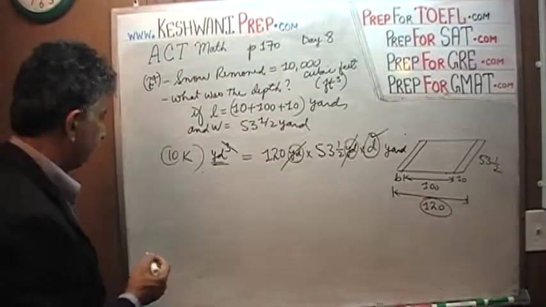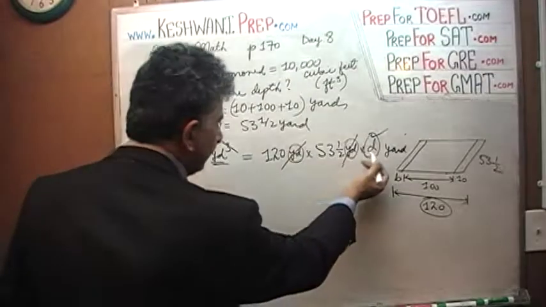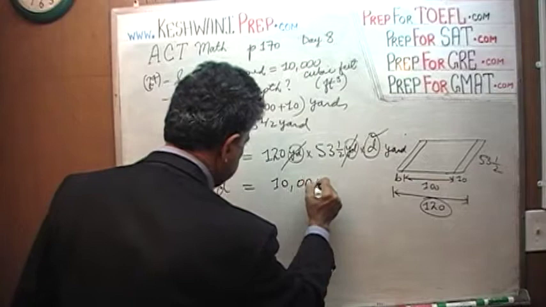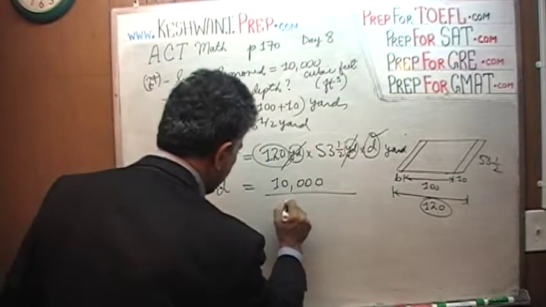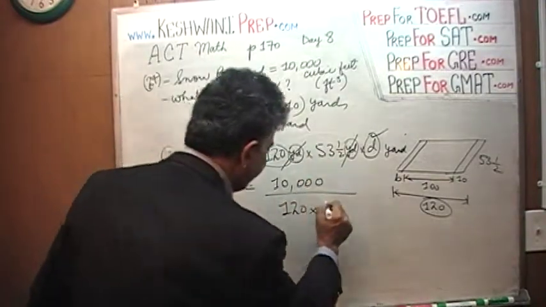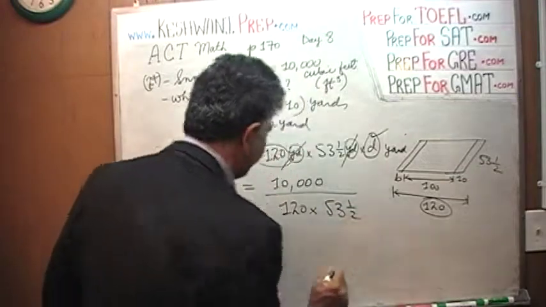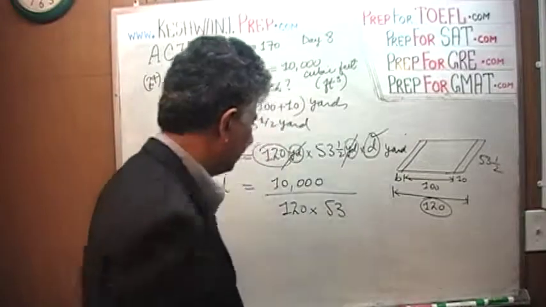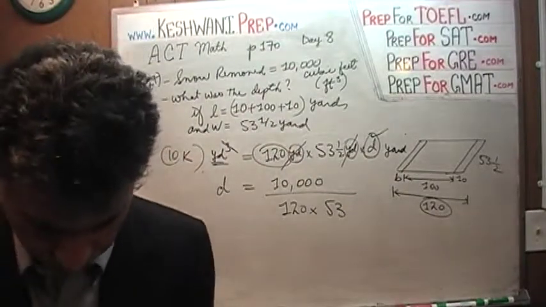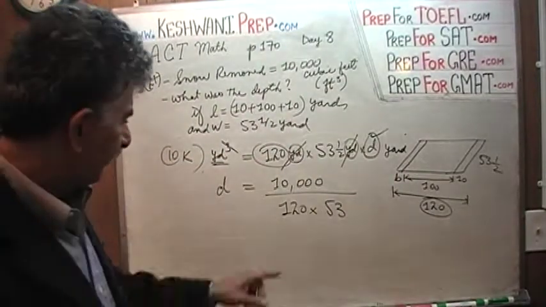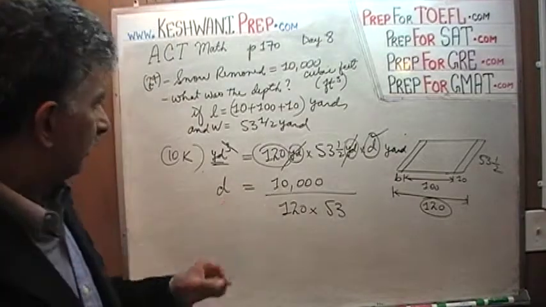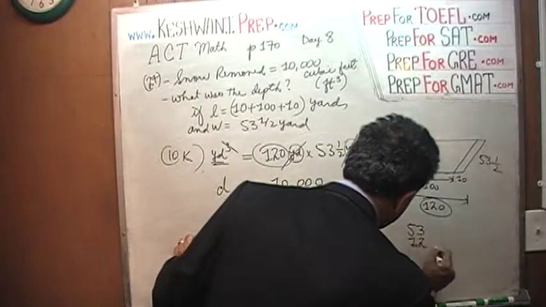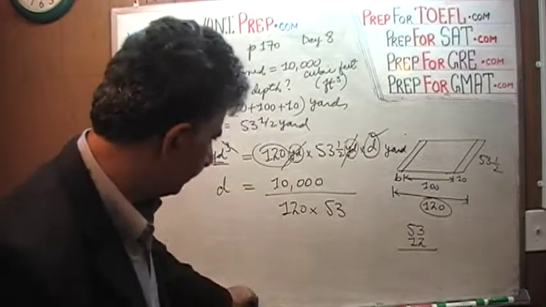Let's find out. So D is going to be equal to 10,000 over 120 times 53.5. To keep our life simple, I'm just going to ignore the half. Let's find out what 120 times 53 is, shall we? Or can we do it right here? 53 times 120. Okay, watch what happens.